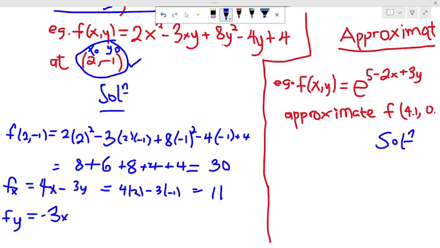And now our 8y squared becomes 16y. Now our negative 4y becomes negative 4. Now let's put in our points. Very simple.